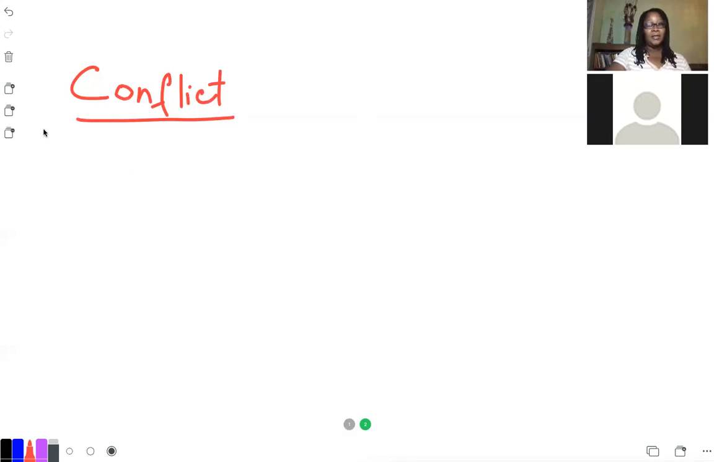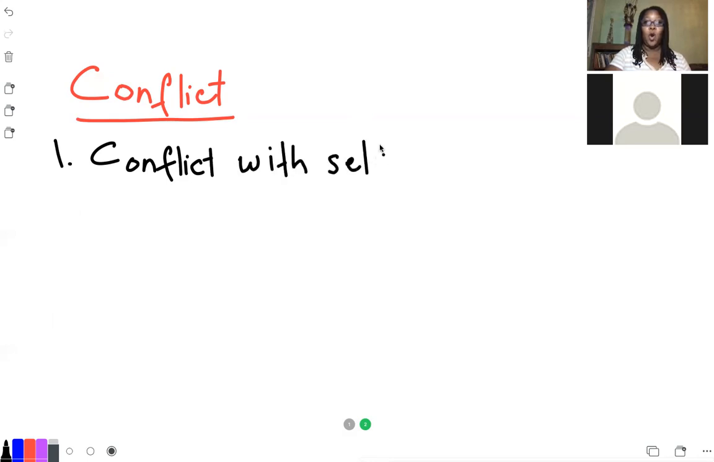So the first kind of conflict, I'm going to change my colors yet again. First kind of conflict, and remember now, the conflict is driven by the character, okay? So the first kind of conflict that you'll find with your characters is when they have a conflict with self, or what we call an internal conflict.